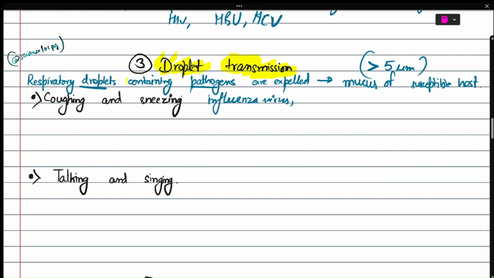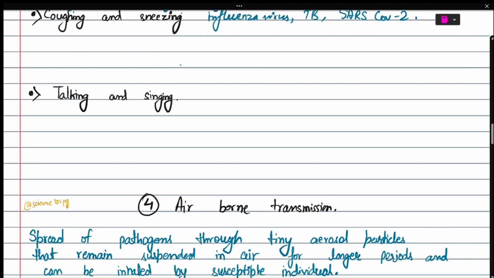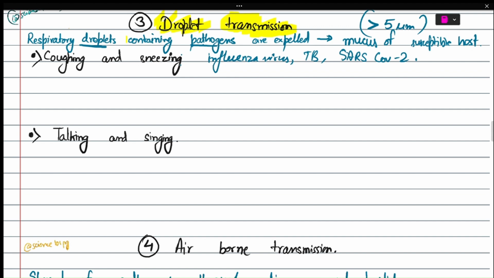Then it can carry tuberculosis, Mycobacterium tuberculosis bacteria, and also SARS-CoV-2. It is a great example because COVID-19 has passed just now. So these are the examples of pathogens for coughing and sneezing.